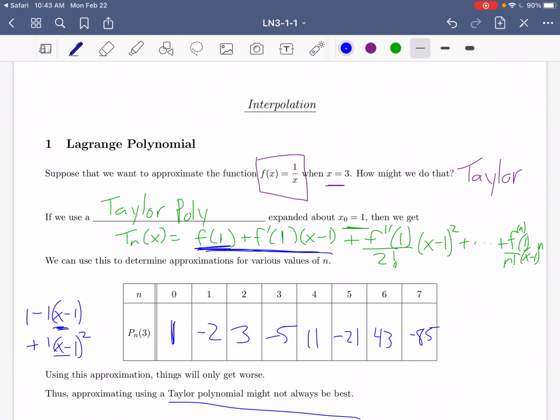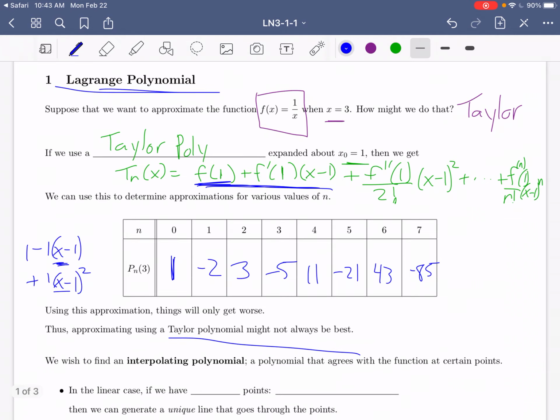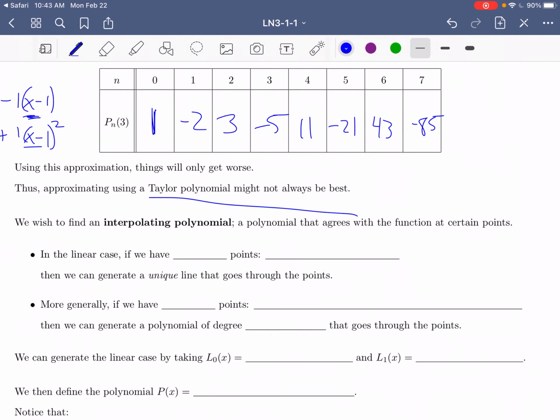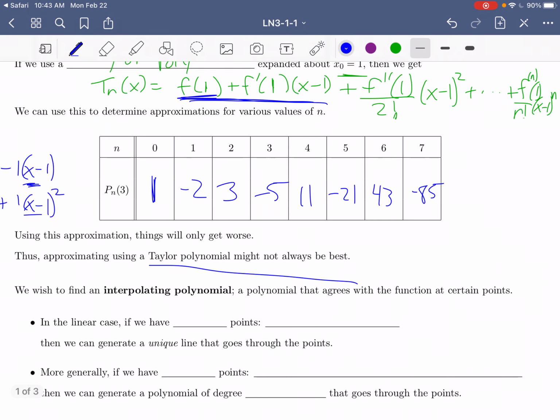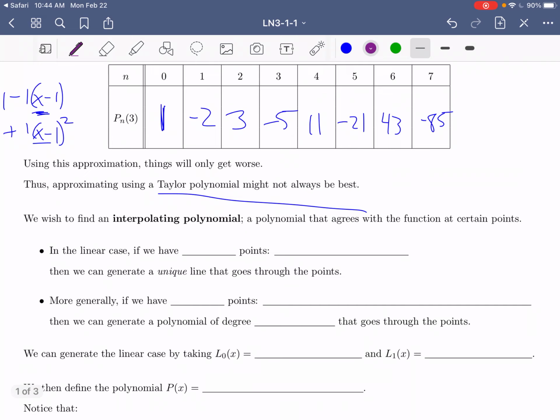In this video, we're going to take a look at the Lagrange polynomial. So we're going to try to interpolate a function. We're trying to identify this interpolating polynomial that says if we know a couple specific points on our function, can we use a polynomial to approximate it? And we're going to build that polynomial not by the Taylor series method, but instead by constructing an interpolating polynomial. So we're creating a polynomial that agrees with a function at certain points.